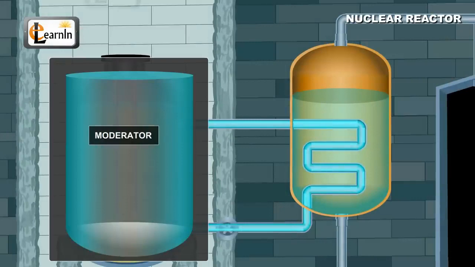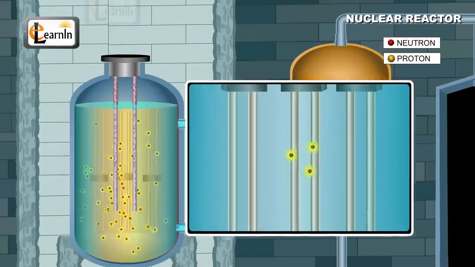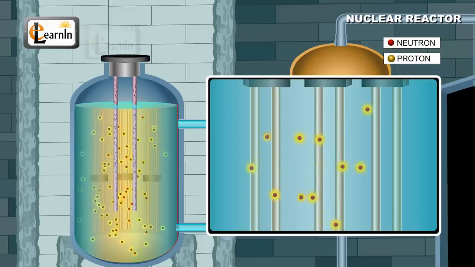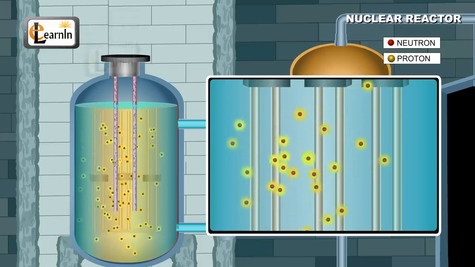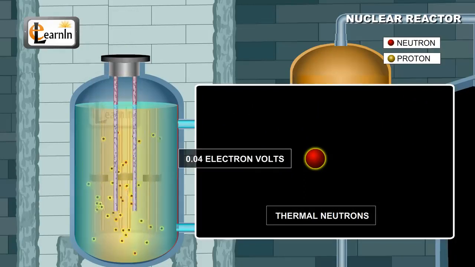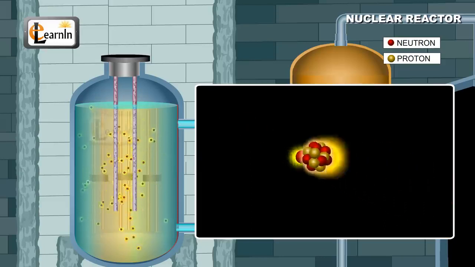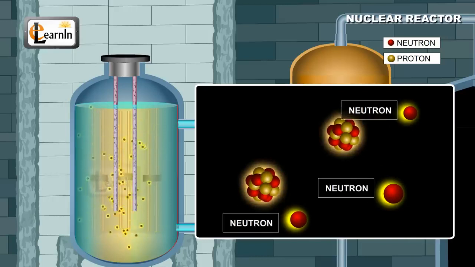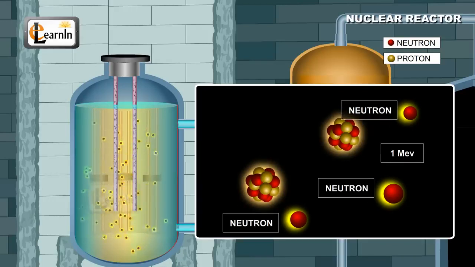The objective of a moderator is to slow down the high energy neutrons in a nuclear reactor, which are produced during the nuclear fission process by the fuel elements. Thermal neutrons, which are the neutrons with energy of about 0.04 electron volts, are capable of producing fission reaction with uranium-235. During the fission reaction process, new neutrons are given out, which have energies of about 1 MeV. This is 1 mega electron volts.